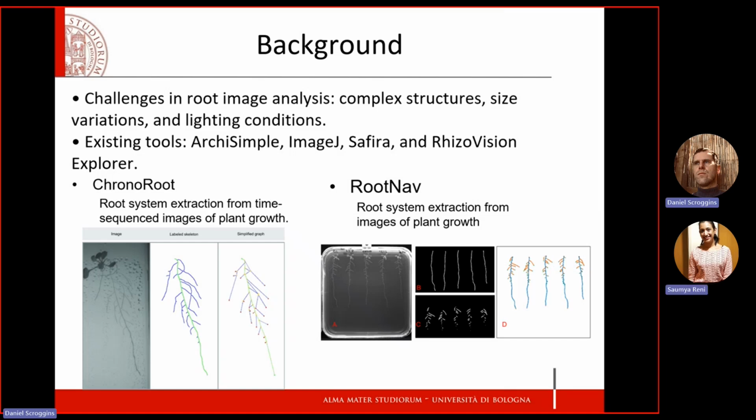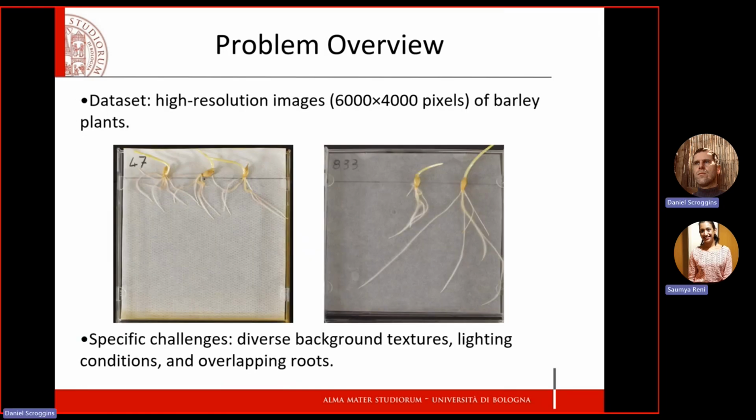For this reason, we try to address this problem by proposing an innovative approach. Our data set consists of 200 high-resolution images, but without any ground truth, so they are not segmented. Specific issues of the data set include the presence of various background textures, variable light conditions, overlapping roots, and manually taken images that require alignment.